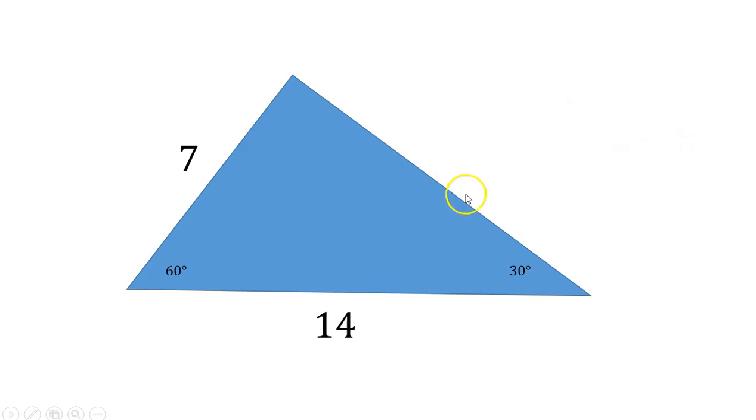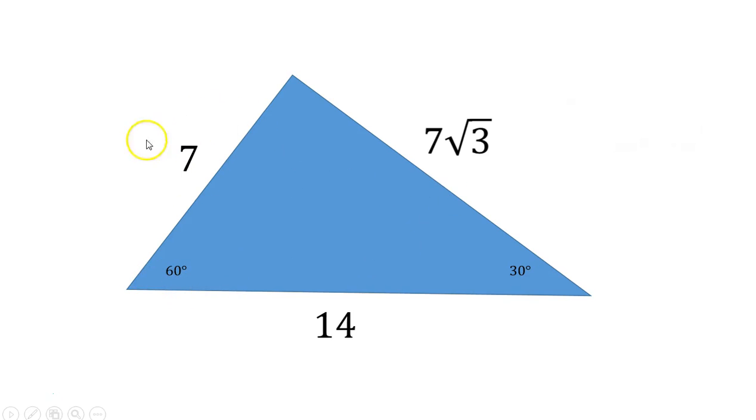Then we turn to the long leg, the leg opposite the 60-degree angle. The length of this leg is the length of the short leg times the square root of 3. So this length is going to be 7 times the square root of 3. Where does the 7 come from? It comes from the short leg. Where does the times the square root of 3 come from? That is the relationship between the long leg and the short leg. The long leg is the square root of 3 times longer than the short leg.